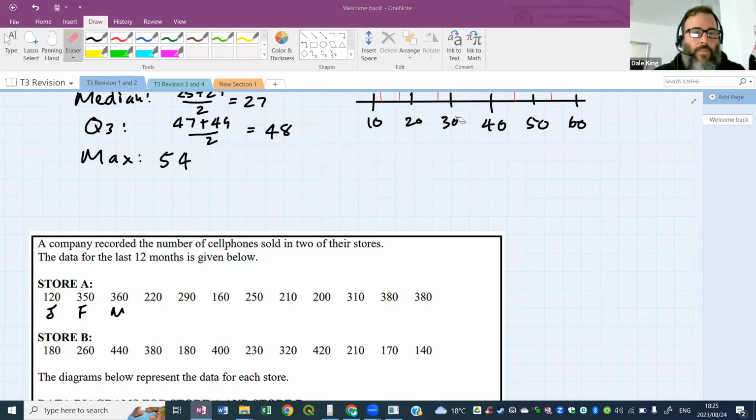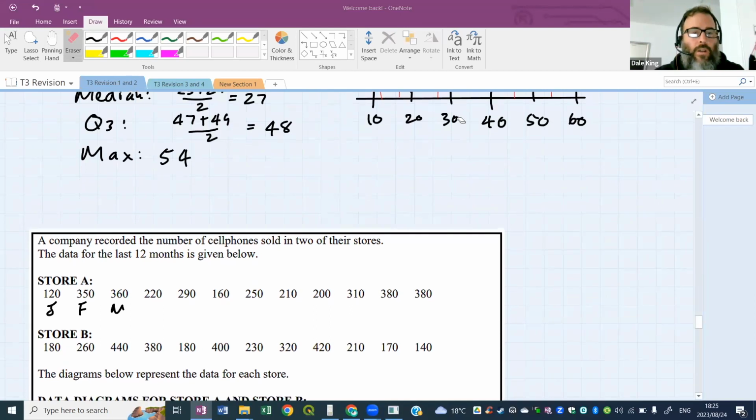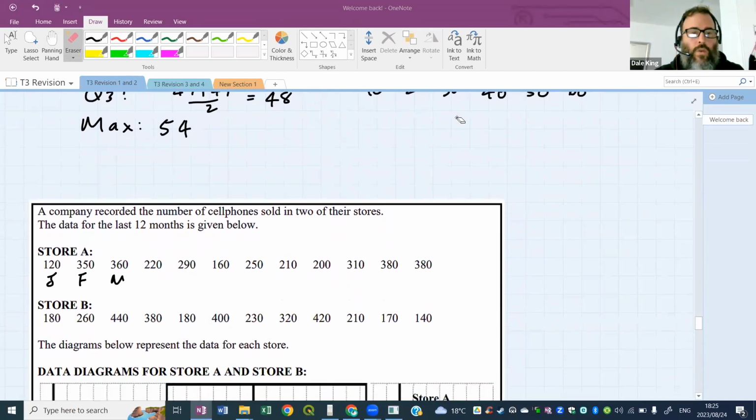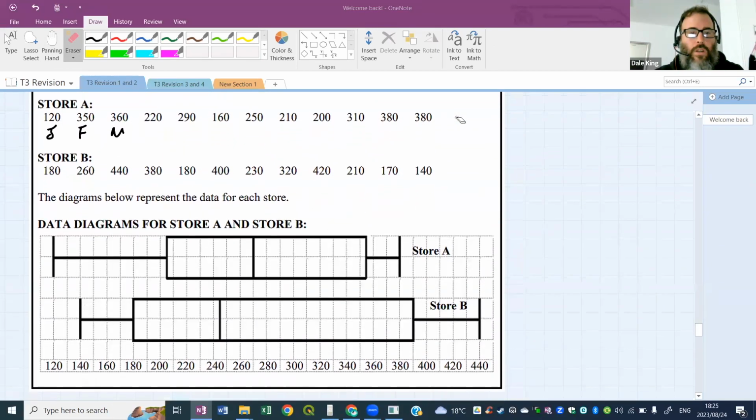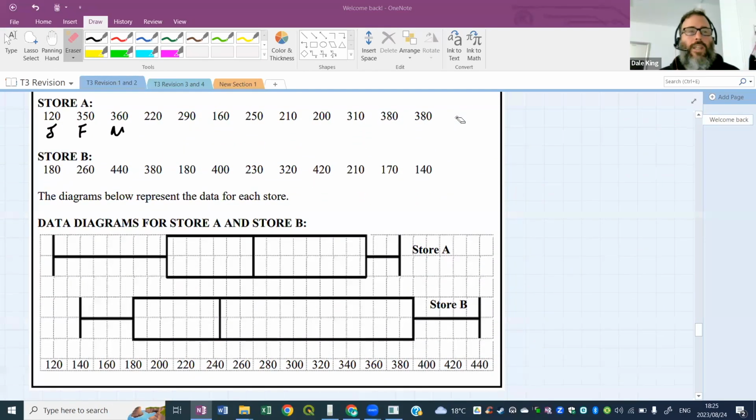Here we go. The diagrams below represent the data for each store. Now, when I show you this, it makes more sense. If I had just shown you this tonight, most of you would have said, oh, what is going on? But these are two box and whisker plots for those two data sets. They've done all the work. We're just analyzing the box and whisker plots now. Here come the questions.